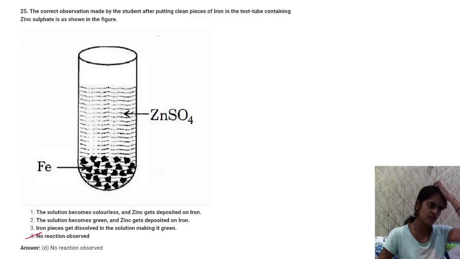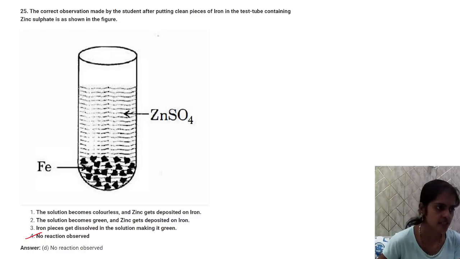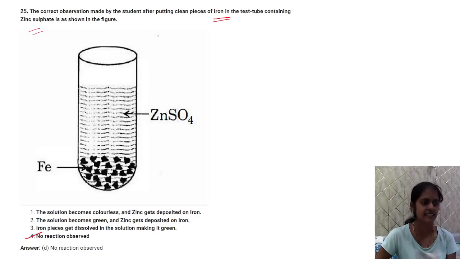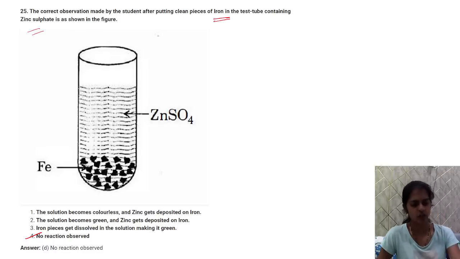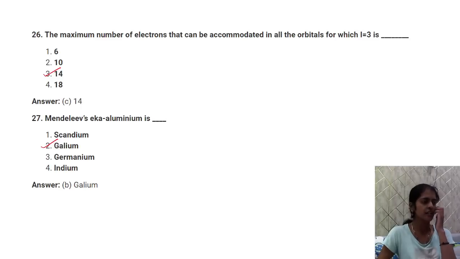The correct observation made by the student after putting clean pieces of iron in the test tube containing zinc sulfate. So iron is there, zinc sulfate is there. So what is the observation you can see? Will it displace or not? So no reaction will be observed here. So no one is displacing. Iron is not displacing zinc. So reaction is not observed here. Look into the next one.